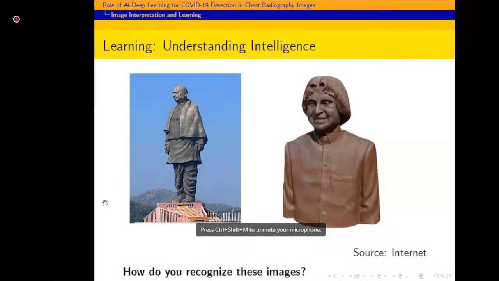The answer to the first question is pretty obvious. But if I ask you how do you recognize these two images? Have you ever asked yourself how you recognize an object that's surrounding you? How do you recognize these two images? Can you please tell me how you recognize these images? Yes, I just want a quick answer from you.